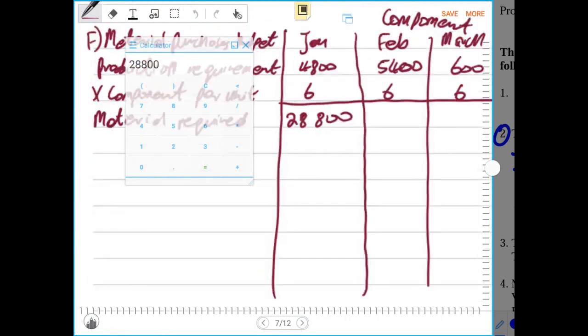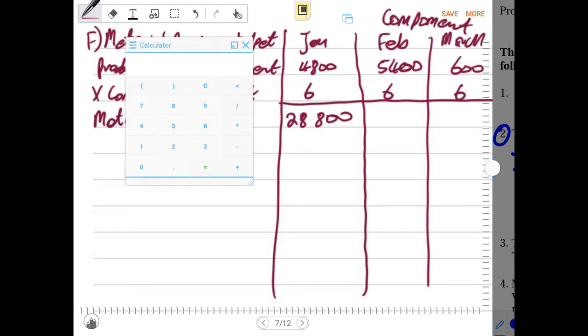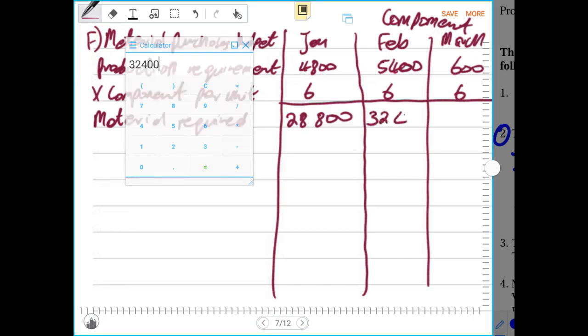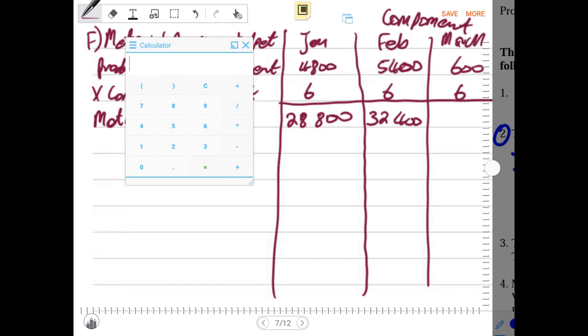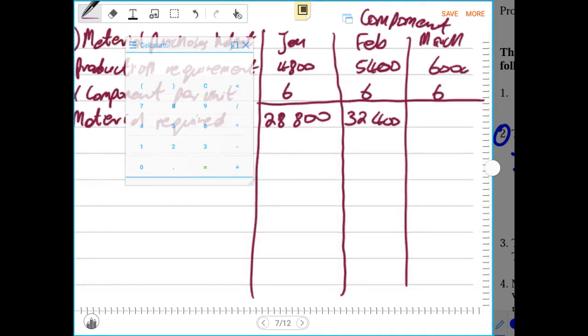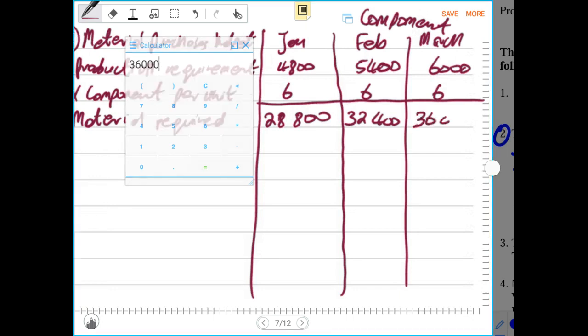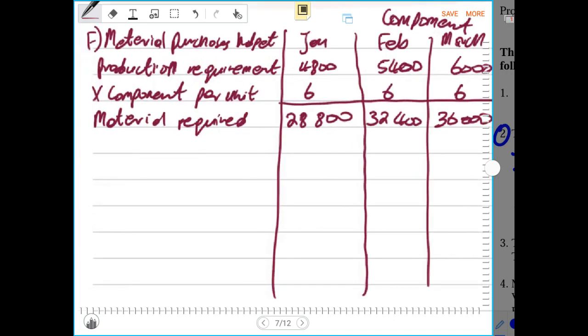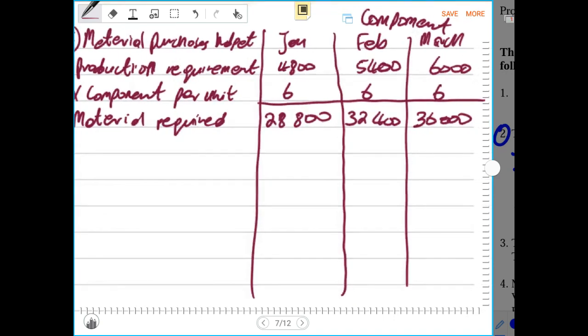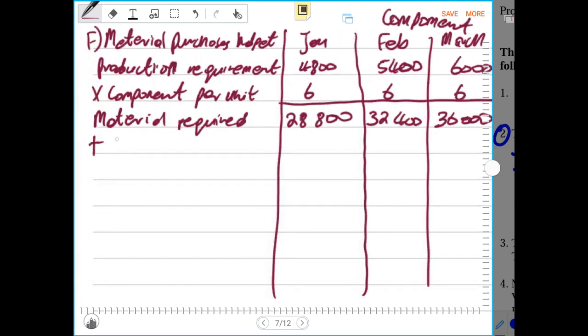Then after we have 28,800 components that are required, and 5,400 times 6 will be 32,400 components that are required. And we say 6,000 times 6 will give us 36,000 components that are required, for the production requirements of 4,800, 5,400 and 6,000. Then after we say plus closing stock, don't forget, plus closing stock, the principle still applies.